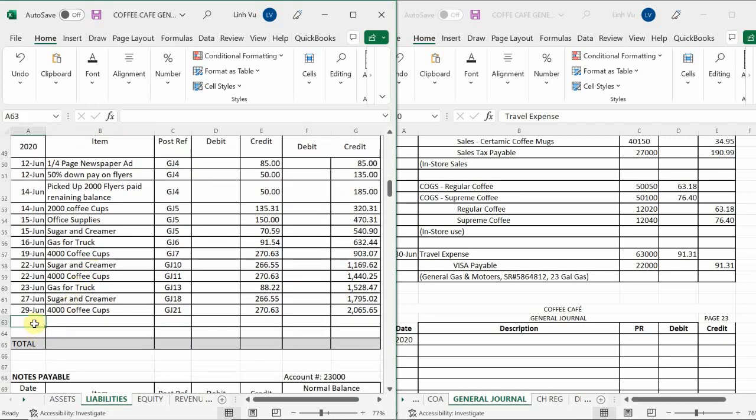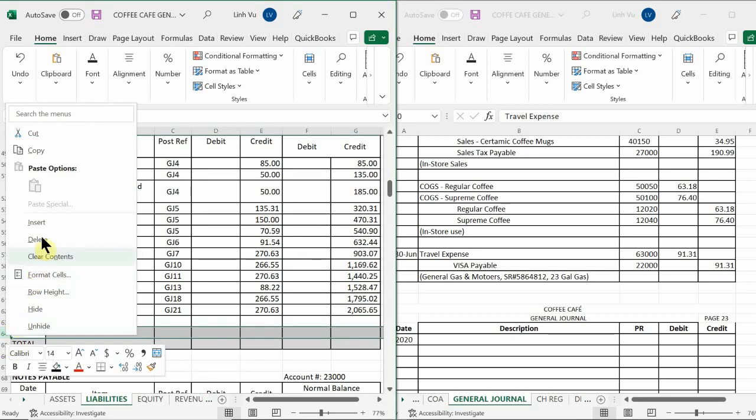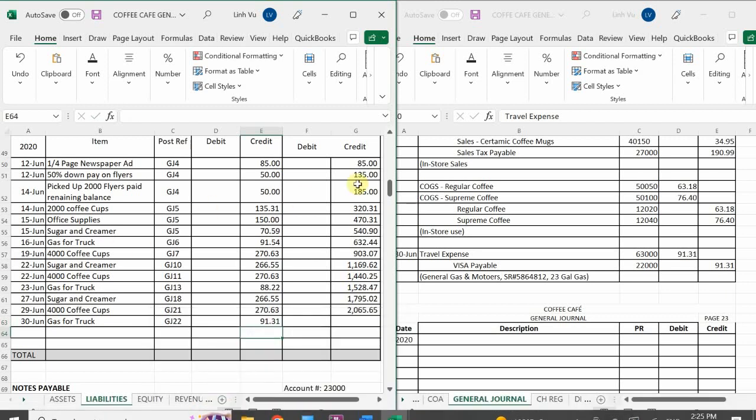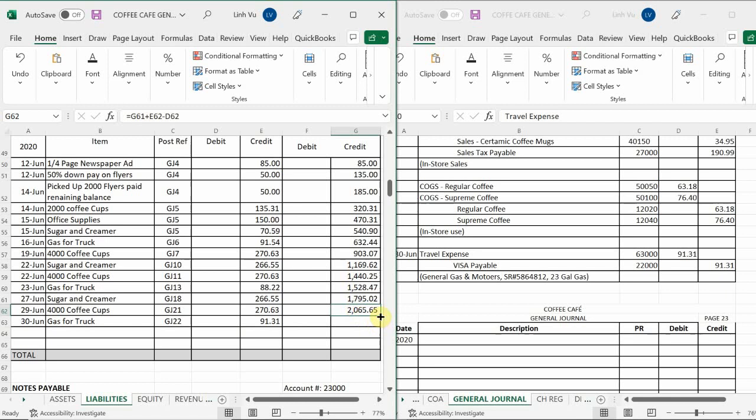And it goes to liability for the bills payable. And it's gas for the tank, for 91 and 31 cents. So balance is now $2,156.96. Awesome.